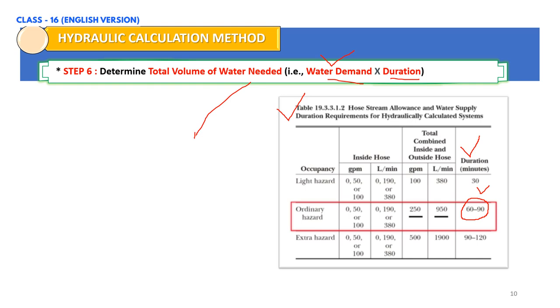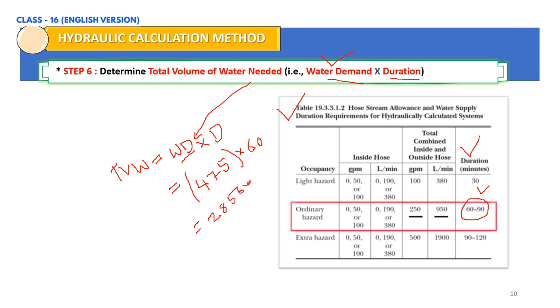As we already said, the total volume of water required is equal to water demand multiplied by duration. The water demand we already calculated in our previous step, which is sprinkler demand plus hose allowance. We got 475 GPM. So here we will multiply with duration. If we consider 60 minute duration, then it comes to around 28,500 gallons. If we consider 90 minutes, then 475 multiplied by 90 shall be about 42,750 gallons. The water supply must provide the total volume over the time duration required.